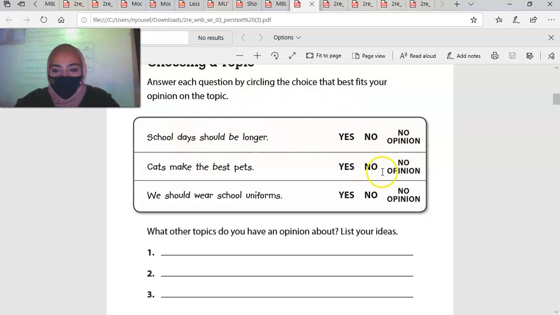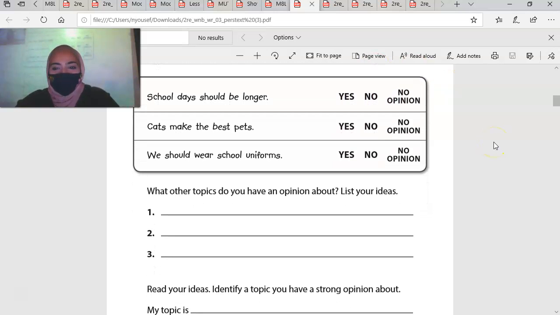School days should be longer. Do you think the school days should be longer? Yes, no, or do you not really have an opinion? So you're going to go ahead and circle what you think. I'm not going to circle anything because this is your opinion. Opinion means what you think. Does that mean your opinion is wrong? No. Does that mean my opinion is right? No. You are free to have your own opinion. That means your own thoughts.